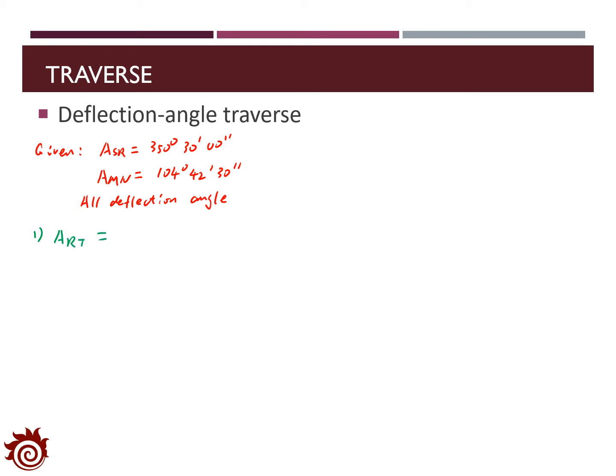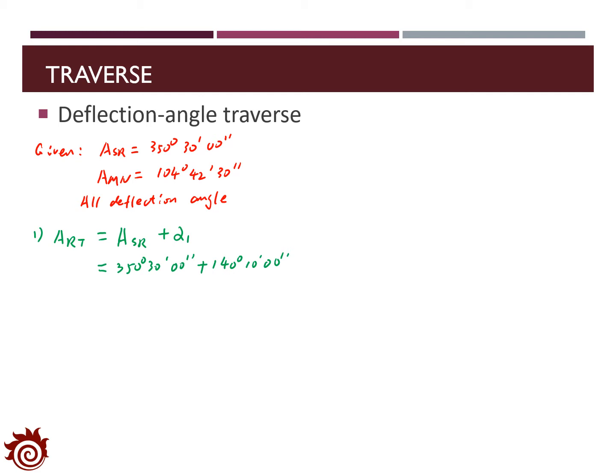It equals the azimuth of SR plus alpha 1 as the deflection angle to the right. And ASR is 350 degrees, 30 minutes, 0 seconds. Alpha 1 is 140 degrees, 10 minutes, 0 seconds.